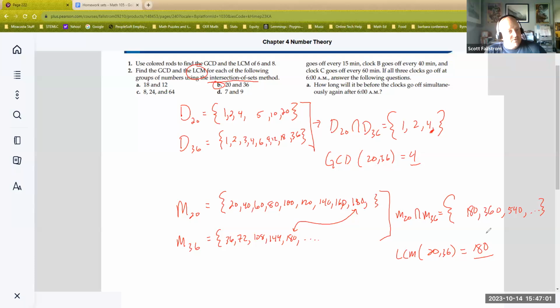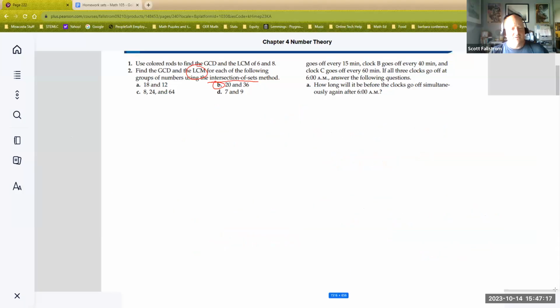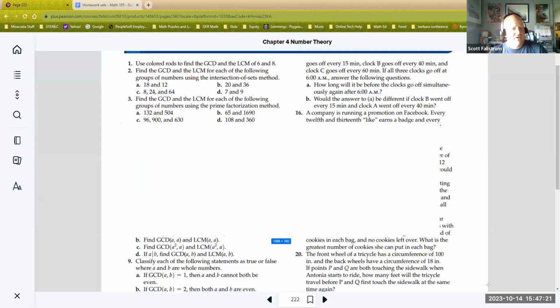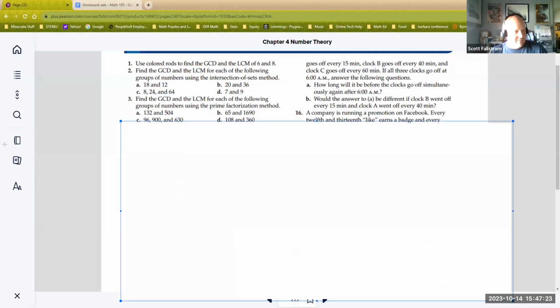Again, that method works really well for smaller numbers, and you can see 20 and 36, they're not that big of numbers, but already it's starting to get problematic to use this technique. All right, let's jump back and try a little bit more. Let me clear all those, and we'll move down to question 3. Now it says use the prime factorization method. All right, well, I like that one as well.